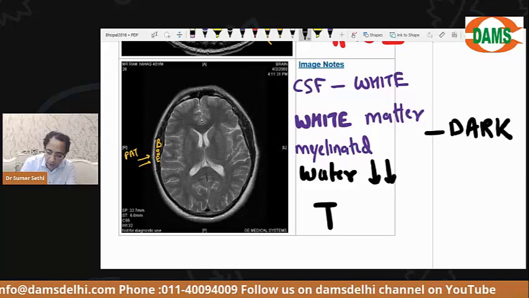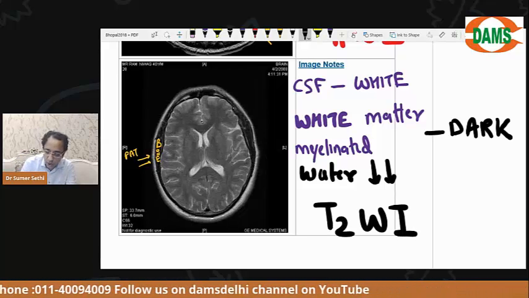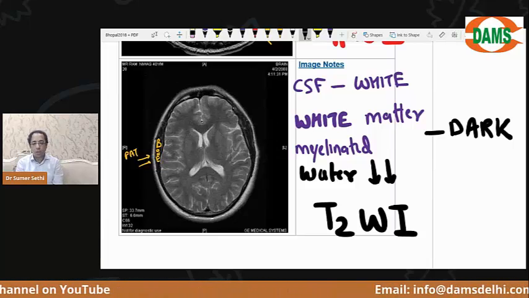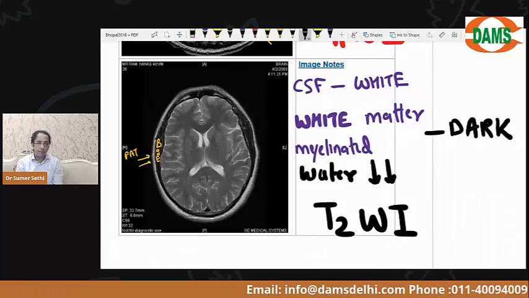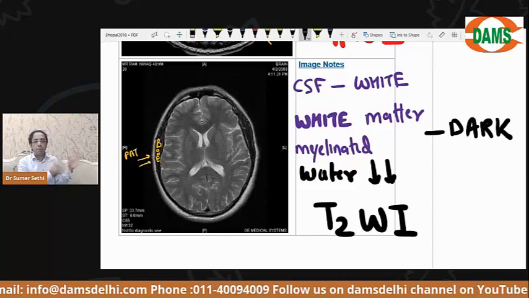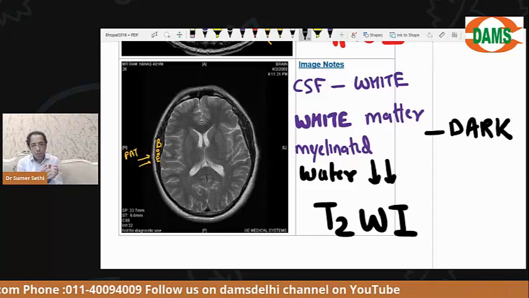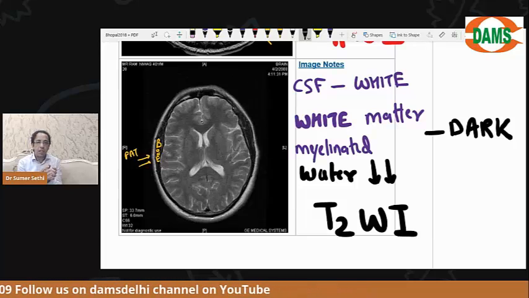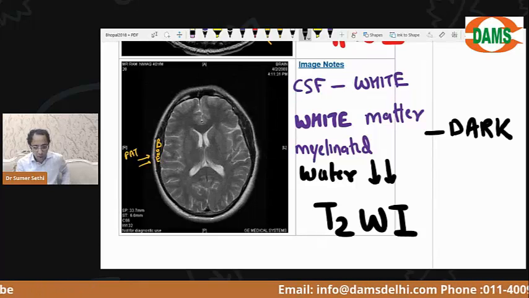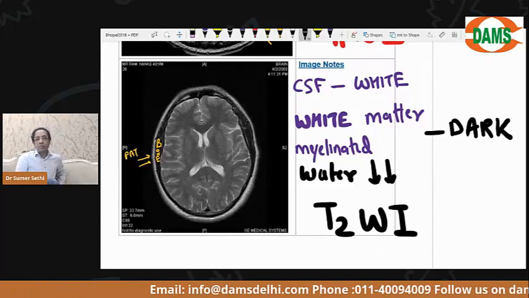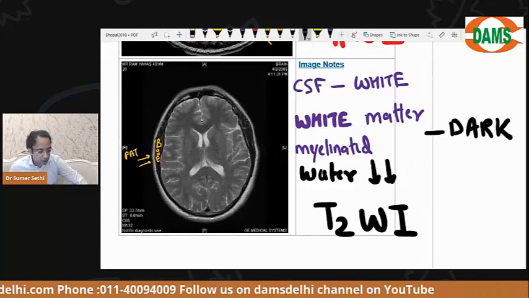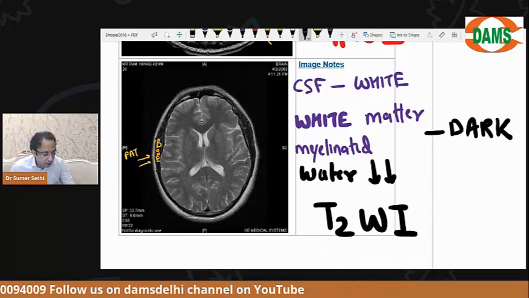CSF on this image is white. This is a T2 weighted image, and the white matter is darker than the gray matter because of reduced water content. So the T1 weighted appearance of white matter was because of the lipid content in myelin, but the T2 weighted appearance is governed by the reduced water content in the myelinated tissue. The only reason all this is looking a little tough to you is because I'm telling you the why behind things. I'm not just telling you the facts, I'm telling you the reason behind them.